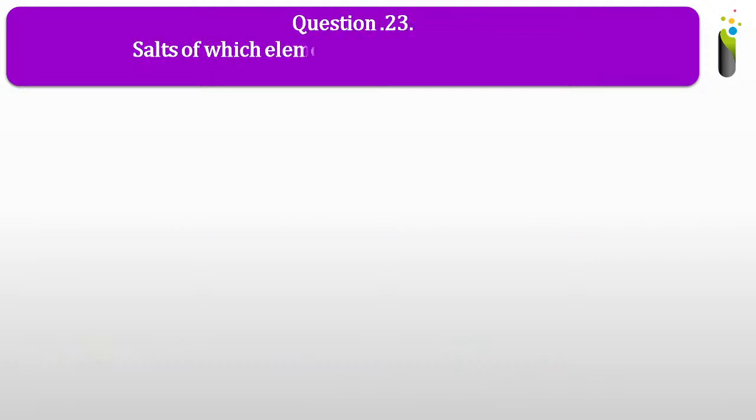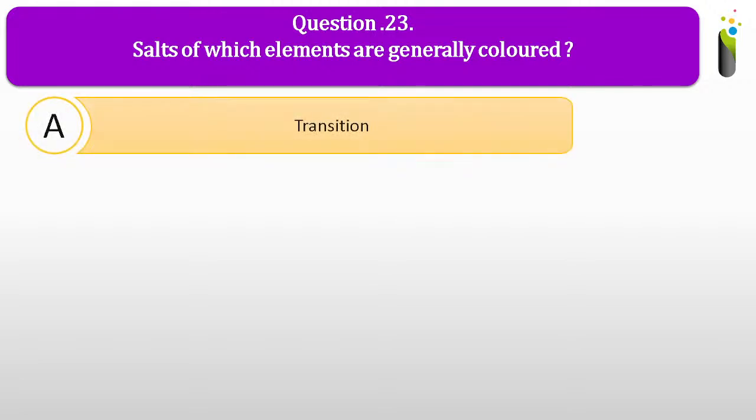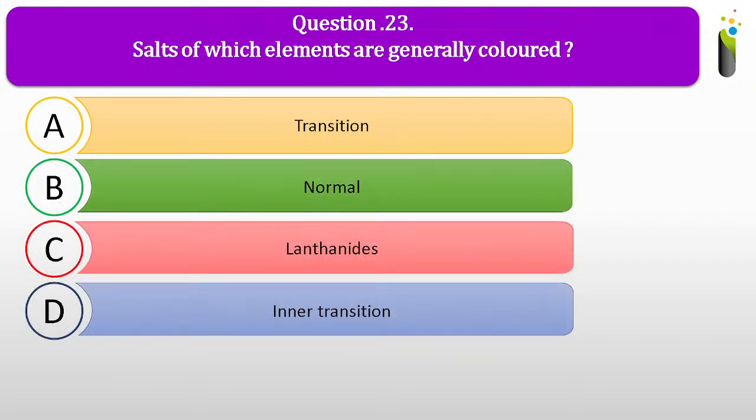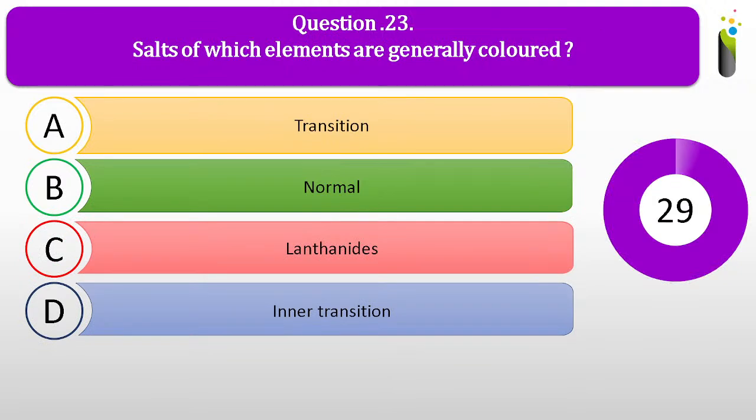Coming to the next, question number 23. Salts of which elements are generally colored? And your options are A. Transition, B. Normal, C. Lanthanides, D. Inner transition. So come on friends, answer me for question number 23. Salts of which elements are generally colored?